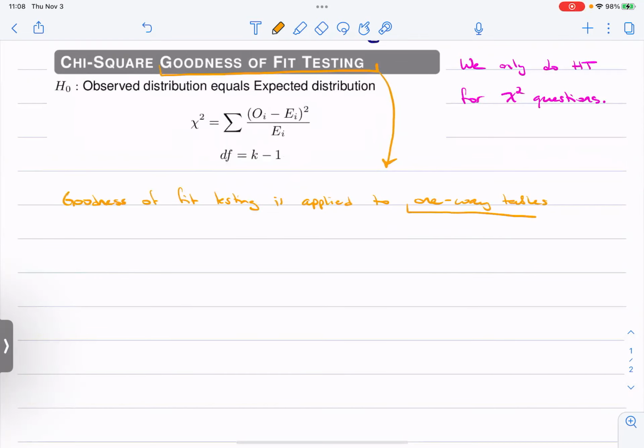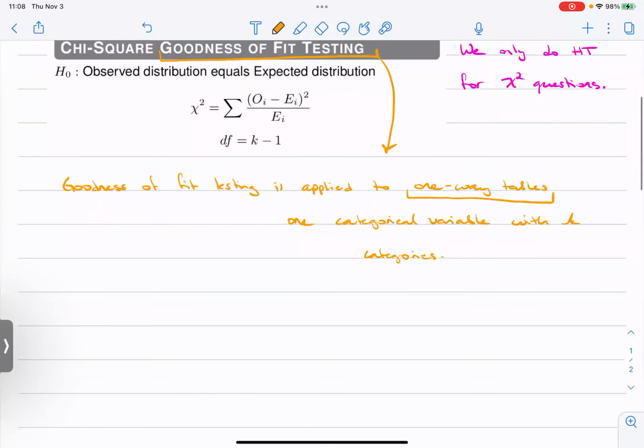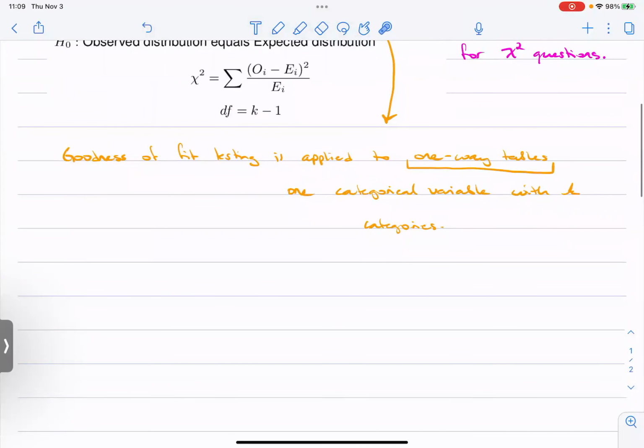And one-way tables means I have one categorical variable with k categories. Right, and k just generically is denoting the number of categories. Okay, why do we need k? We need k to find the degrees of freedom, so that's why I'm calling it just k categories. Okay. And so a one-way table might look something like this.